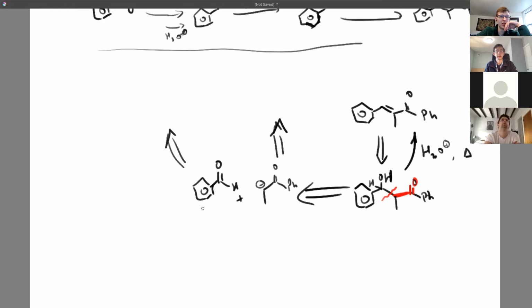We're just making an aldehyde from the benzene, an aldehyde with just one carbon. So this is Gattermann-Koch, right? We just take benzene plus whatever this laundry list of reagents is.